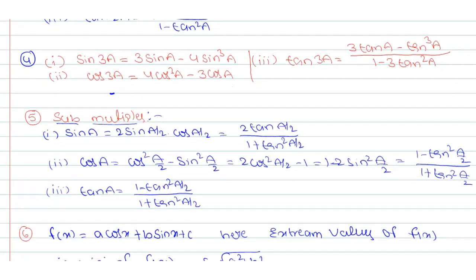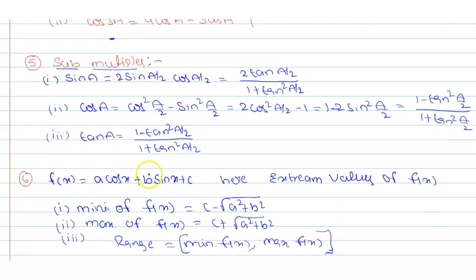So submultiple first formula number 1: sin A is equal to 2 sin A by 2 cos A by 2 is equal to 2 tan A by 2 by 1 plus tan square A by 2. And cos A formula is cos square A by 2 minus sin square A by 2 is equal to 2 cos square A by 2 minus 1 is equal to 1 minus 2 sin square A by 2 is equal to 1 minus tan square A by 2 by 1 plus tan square A by 2. And tan A formula is 2 tan A by 2 by 1 minus tan square A by 2.